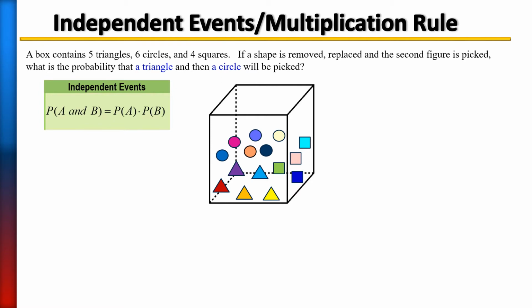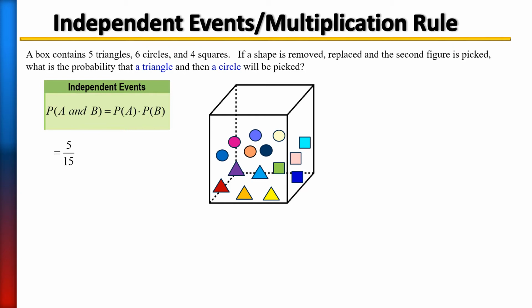Now let's find the probability of the first event, event A, of selecting a triangle. Since there are 5 triangles and we have a total of 15 shapes, the probability of selecting a triangle is 5 out of 15. And now let's do event B, the probability of selecting a circle. Now keep in mind that since the shape that I took out the first time was replaced, I put it back in, that means the box still contains 15 shapes.